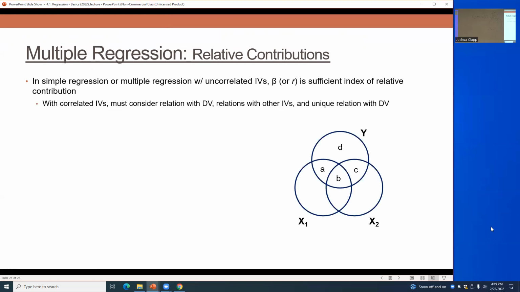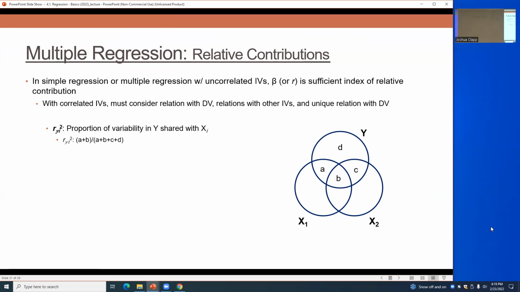But when we've got correlated IVs, which we generally do, the things that we're interested in are generally going to be, at least to some degree, overlapping with one another. What we need to start thinking about is the relationship of our predictors with our outcome, our relationships with other predictors, and the unique associations with my outcome.